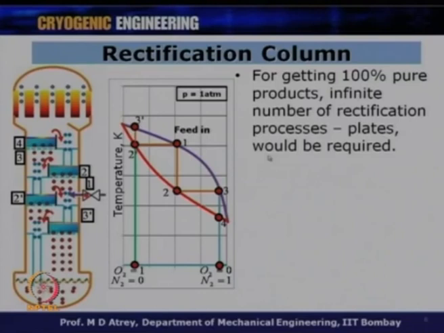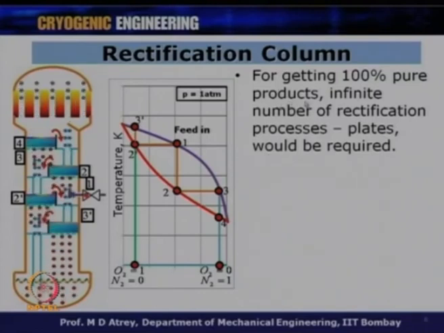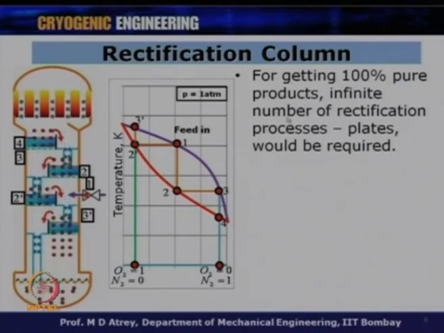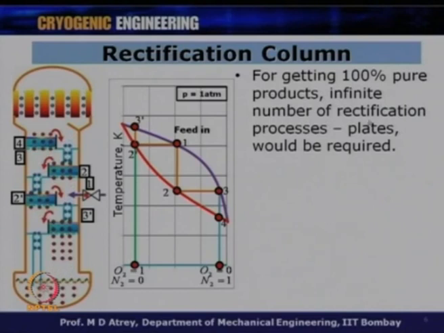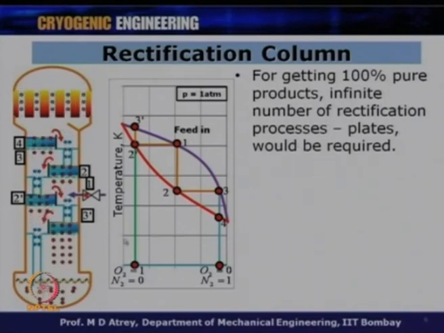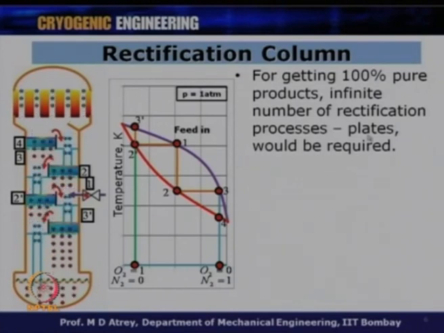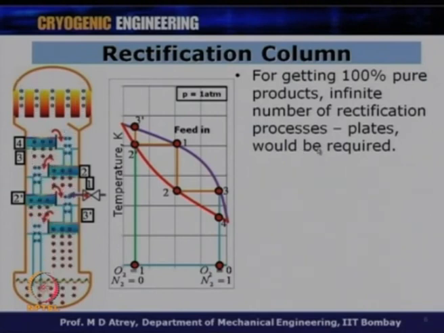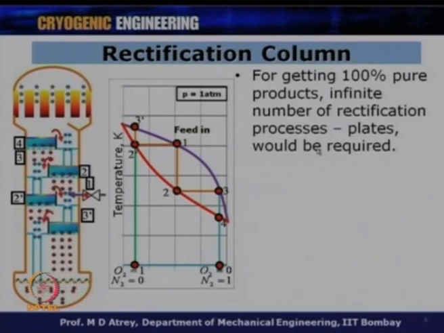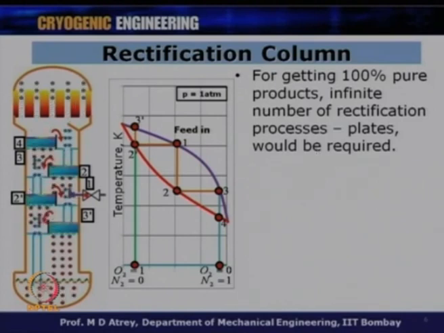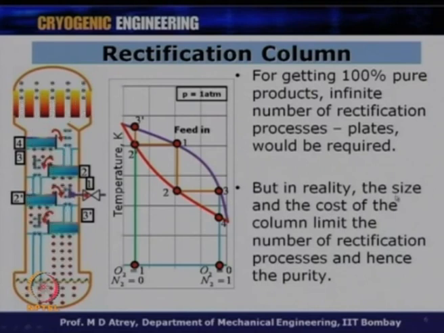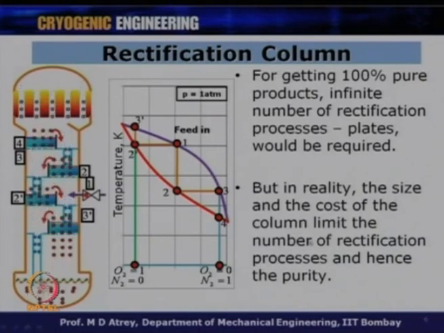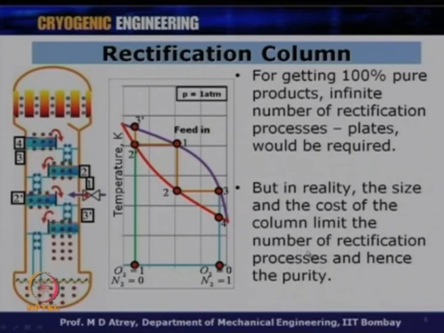What does it mean? It means that for getting 100% pure product, that means if I want 100% nitrogen from this mixture or 100% oxygen to be separated from this mixture, I would need to have an infinite number of rectification processes. That means I would like to have condensation and boiling happening on every plate. I will need so many plates, and in principle I would require infinite plates, because the heat transfer is never perfect. It will always have some ineffectiveness associated with it. So, in principle we need infinite plates, but in reality the size and the cost of the column limit the number of rectification processes and therefore the purity.